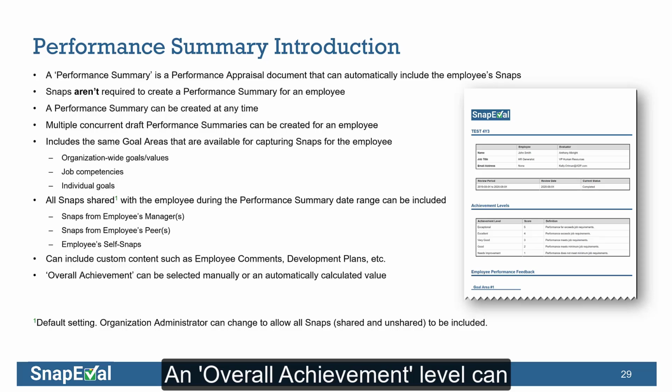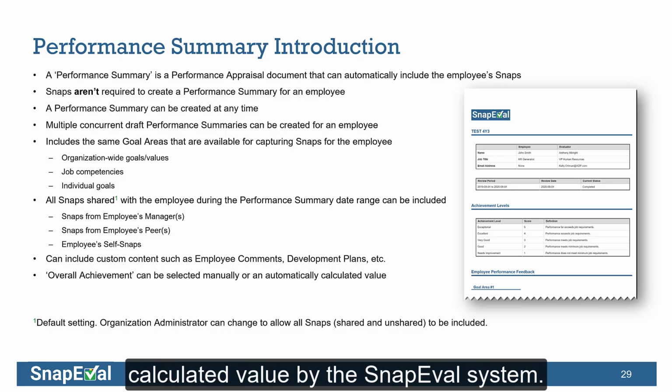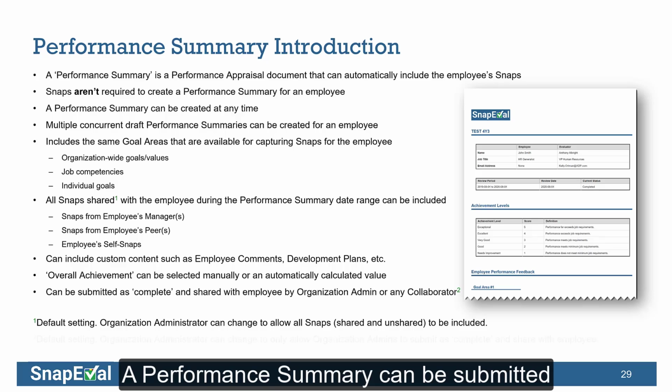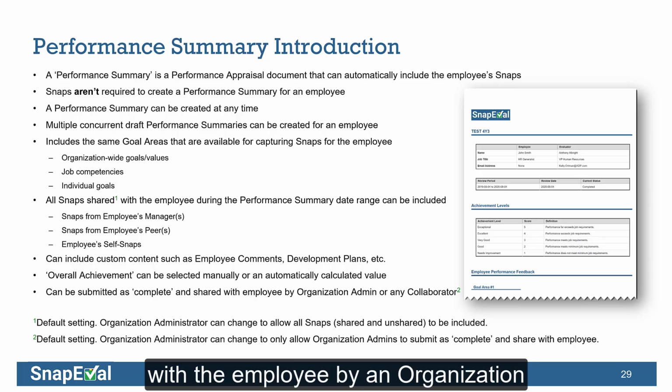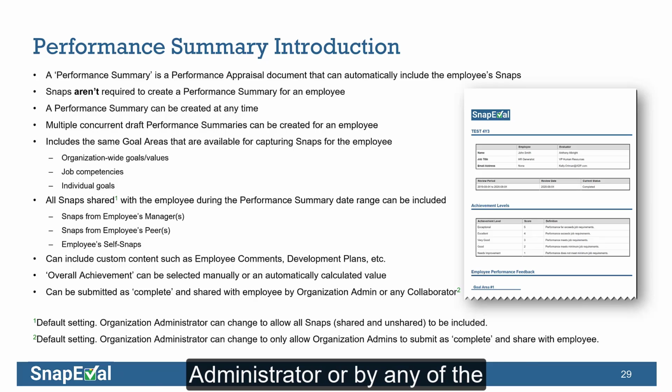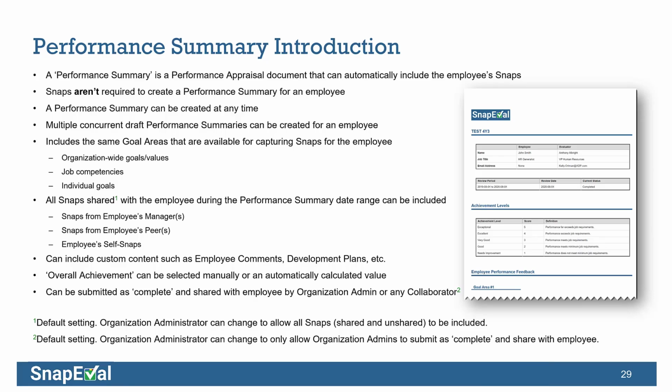An overall achievement level can be selected manually from the same achievement levels available for snaps, or it can be an automatically calculated value by the SnapEval system. A performance summary can be submitted as complete and shared electronically with the employee by an organization administrator or by any of the collaborators who worked on the performance summary for the employee.